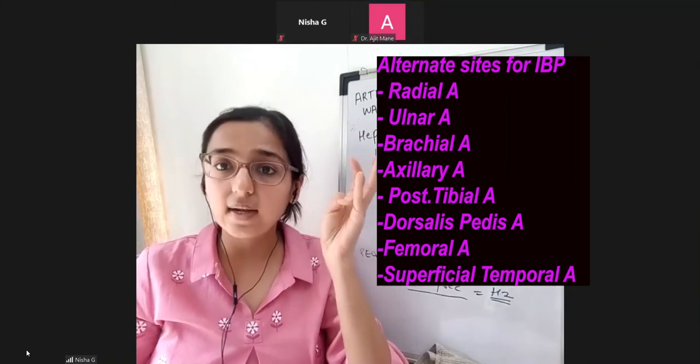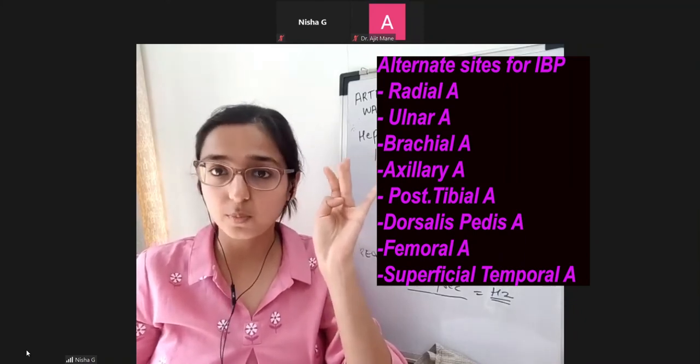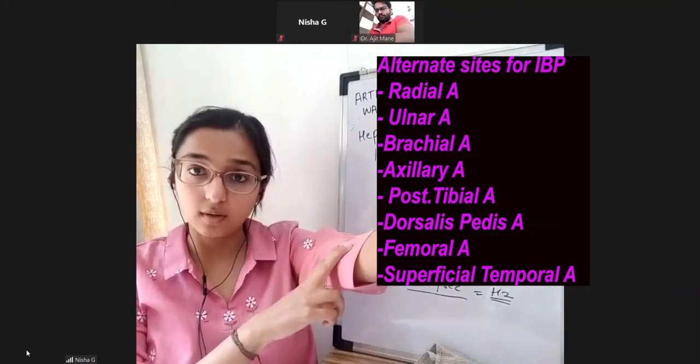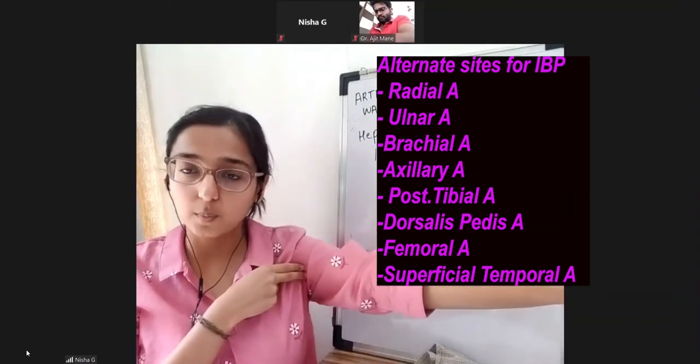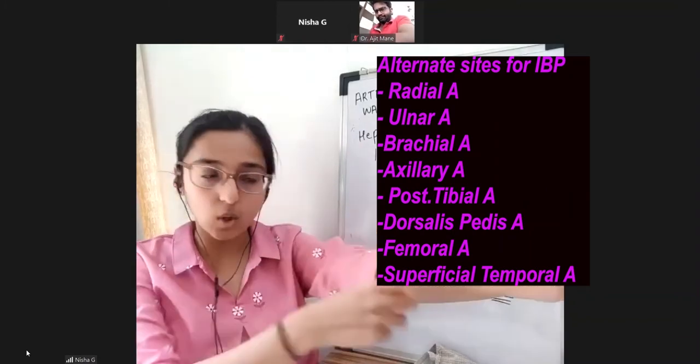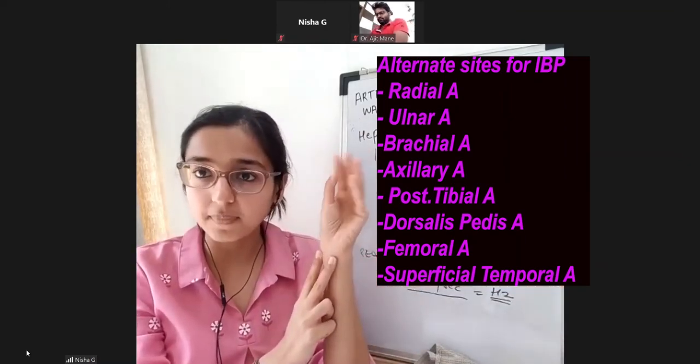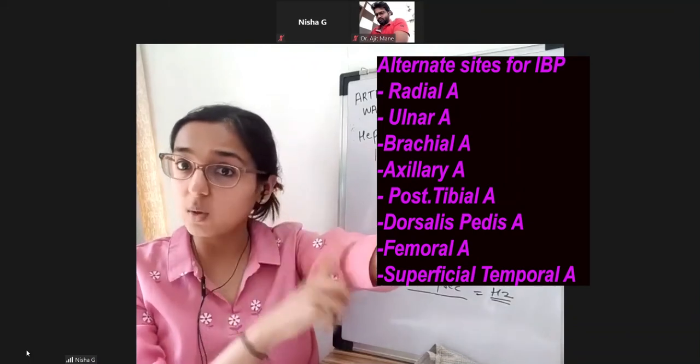So radial artery is one option. Ulnar artery is one option in your hand. Brachial artery is also an option. Axillary artery is also an option. So all these arteries can be taken. Radial and ulnar are collateral for the hand. Brachial artery doesn't have any collateral help.